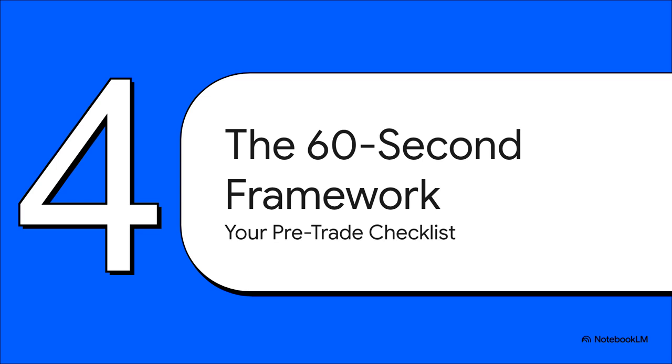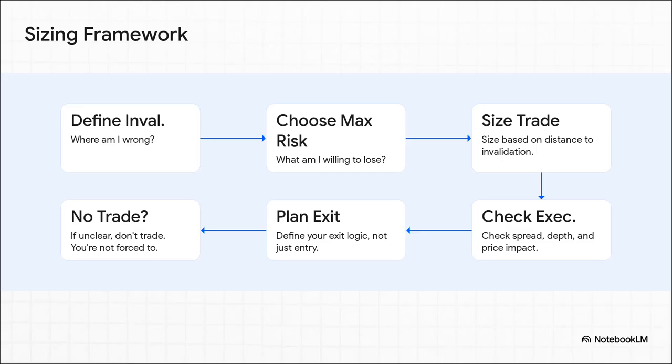All right, theory is great, but how do we make this practical? Well, here's a super simple framework you can run through in like 60 seconds before you even think about clicking a button, just to make sure you've covered all your bases. Let's just walk through it real quick. #1, define your invalidation. Ask yourself, where am I wrong? 2, choose your max risk. How much am I willing to lose? 3, size your position based on that distance to your invalidation.